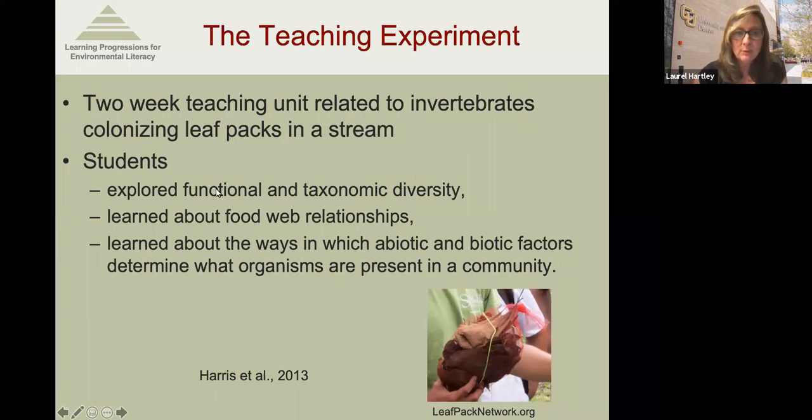The students explored functional and taxonomic diversity. They learned about food web relationships. And they learned about the ways in which abiotic and biotic factors determine what organisms are present in the community. So they would do experiments like putting some bags in a pool and some in a riffle, some in one stream, some in another.